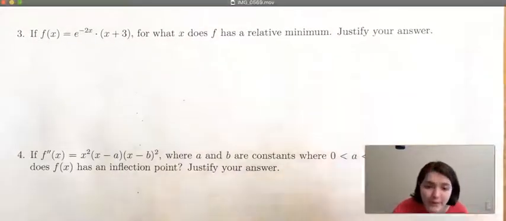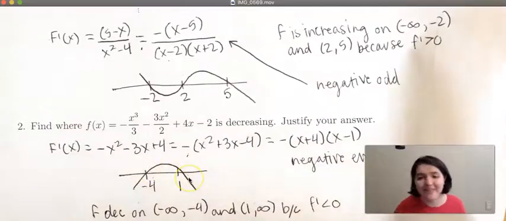Oh, also to note in the other one, we would also call that an upside down parabola.